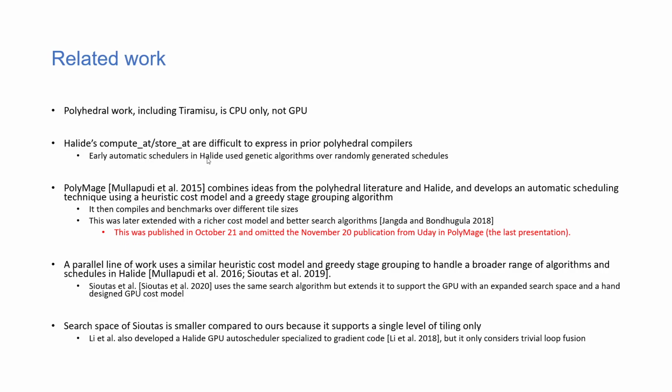Early autoschedulers in Halide use a genetic algorithm over randomly generated schedules. PolyMage combines the idea of polyhedral literature and Halide. They develop an autoscheduling technique using a heuristic cost model and a greedy stage grouping algorithm, then compile some benchmarks over different tiles. This was extended for a better model, and they point to this publication from 2018, but there was another publication recently, and neither of them is pointing to each other.